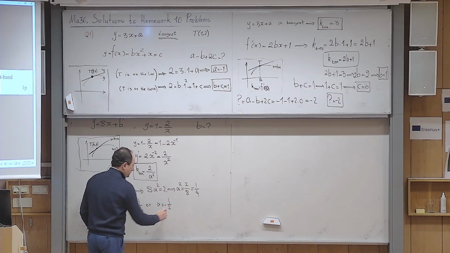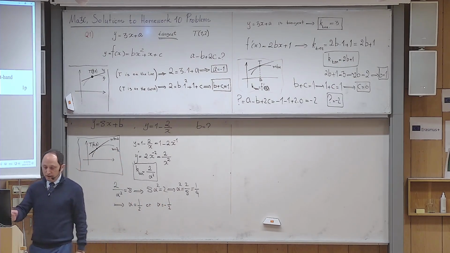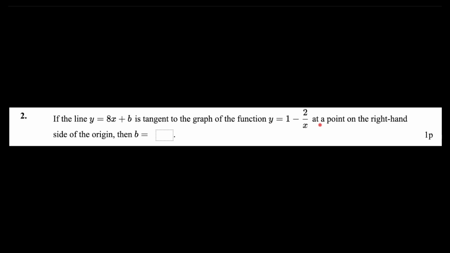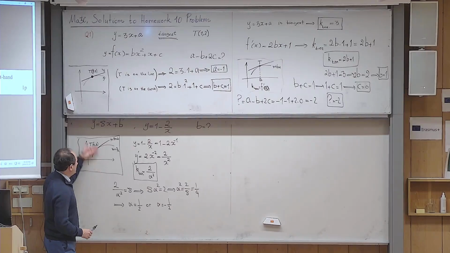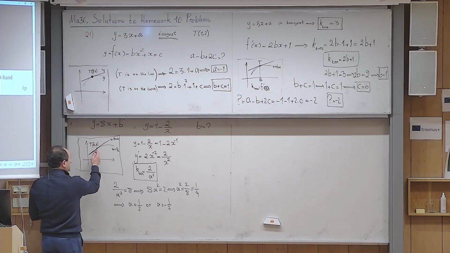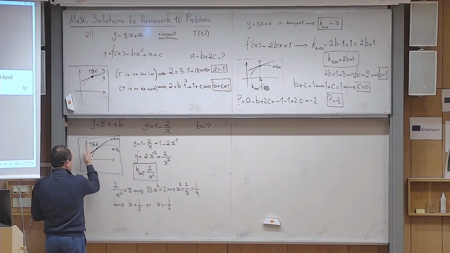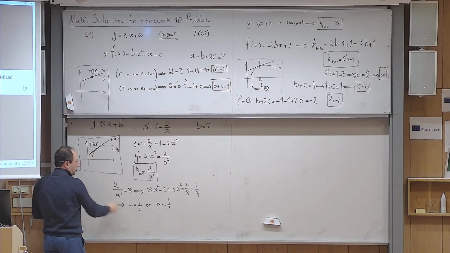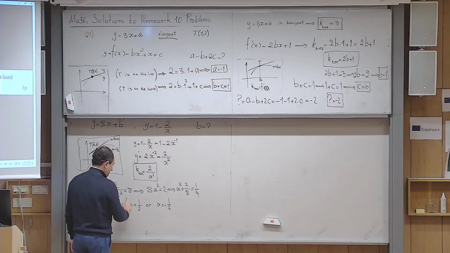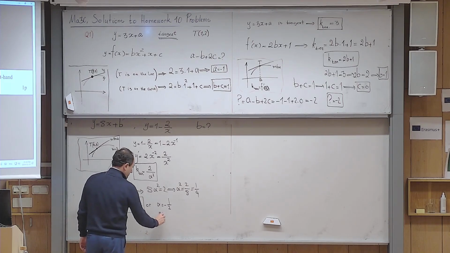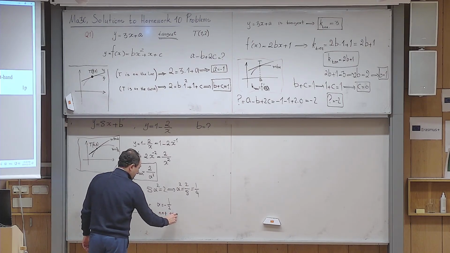But read the problem carefully again. This is why they have given you that piece of information: at a point on the right-hand side of the origin. So what does it mean? It means that this point, I don't know if it is above the x-axis or not, but I know the point of tangency is on the right-hand side of the origin. So alpha cannot be negative. So which one is acceptable? 1/2. Minus a half is not acceptable, yes? In this problem, of course.